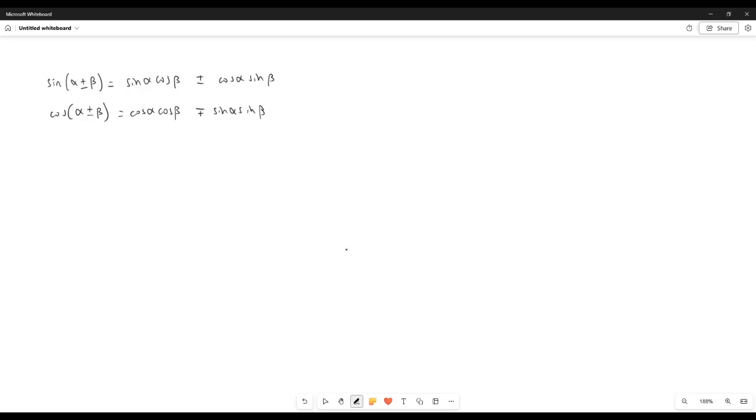We are not done yet. It is time for the tangent addition formula. Tangent is equal to sine over cosine, so we get that it is sine alpha plus beta over cosine alpha plus beta. Now, if you remember, we have already derived these two formulas, meaning that we just have to substitute these expanded expressions back into the equation.